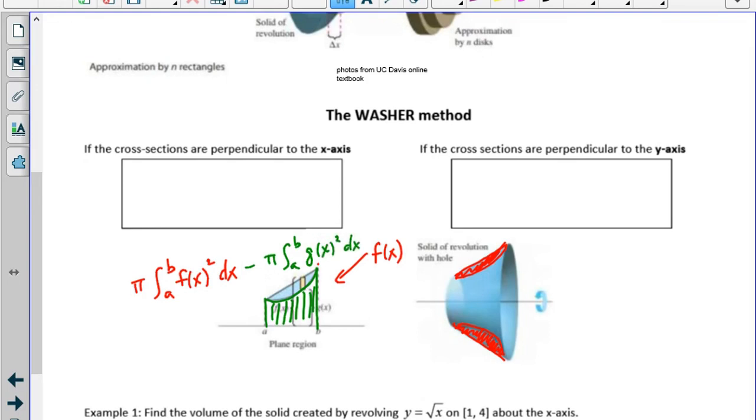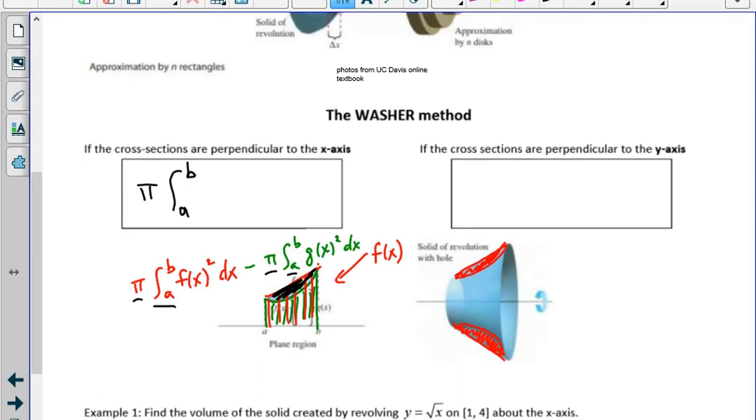And so what happens when I subtract the green from the red is I end up getting just this small section that ends up being rotated around, and it's an entire volume. Notice that the bounds are the same and the pi's are the same, so I can actually combine these into one thing. So it's pi times the integral from a to b of f of x squared minus g of x squared, the quantity dx.